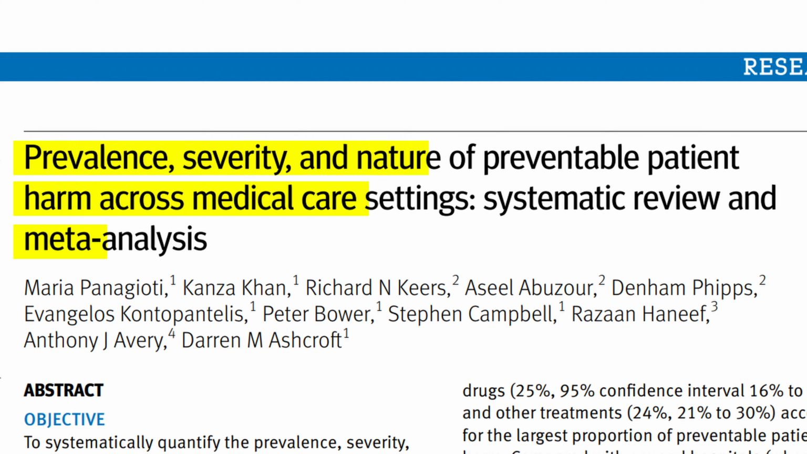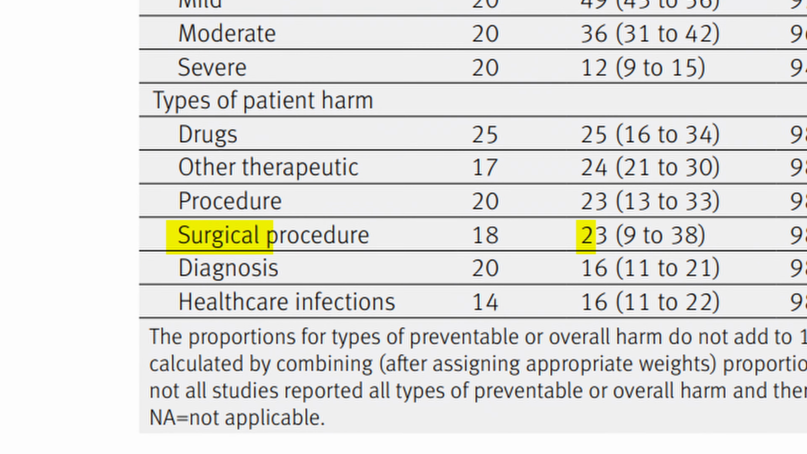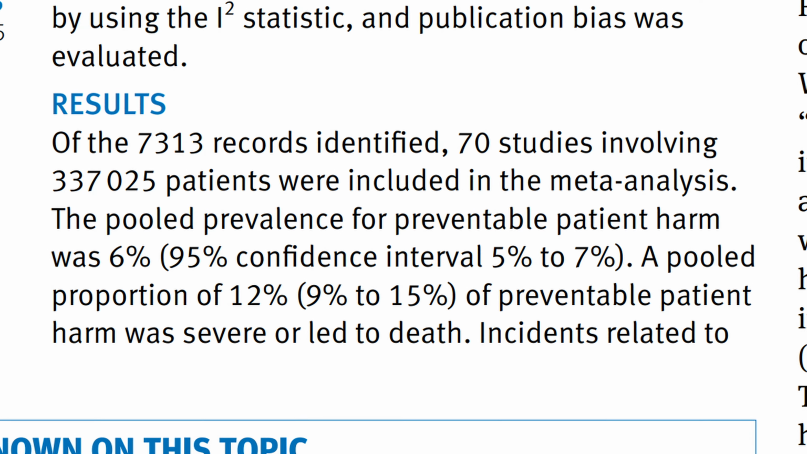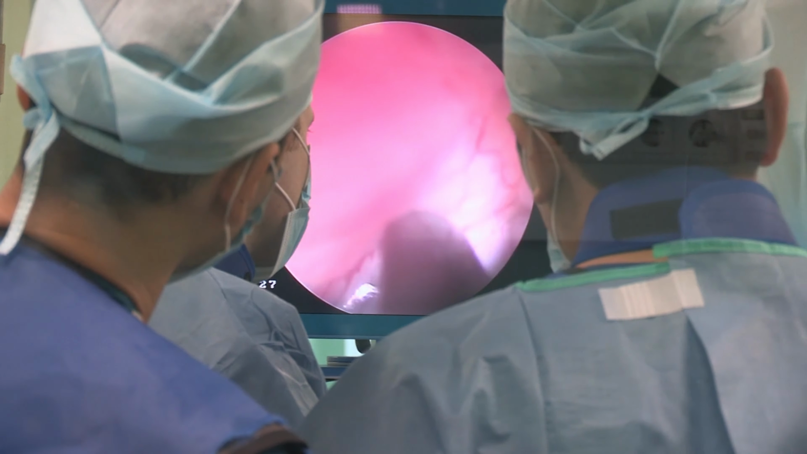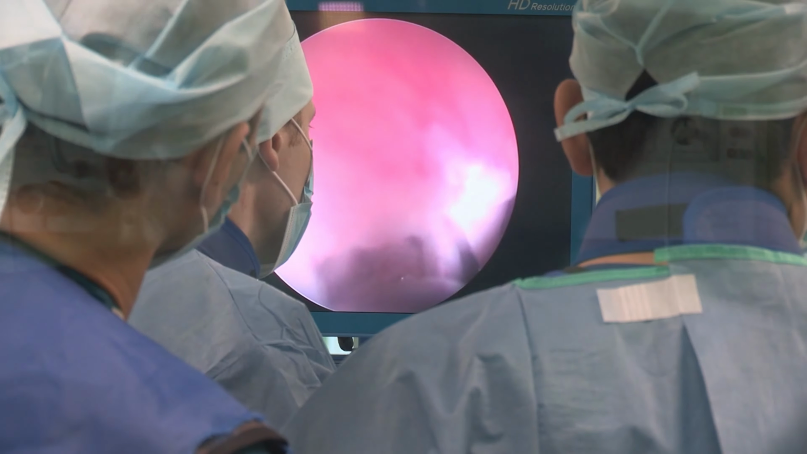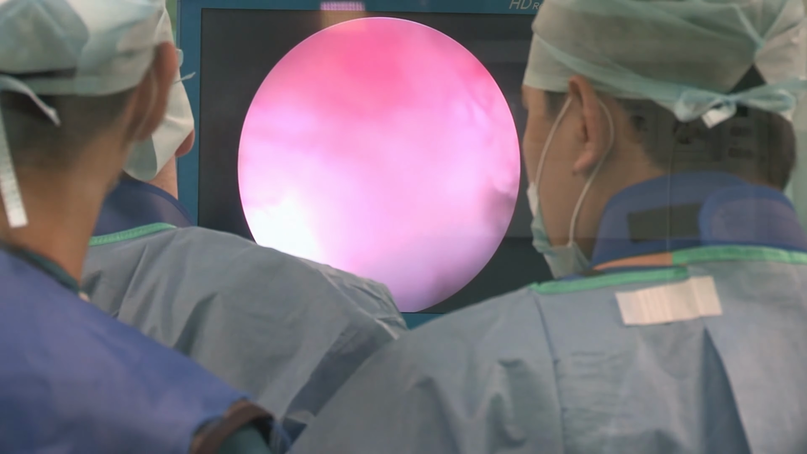According to a study by the University of Manchester, preventable surgical errors occur in 23% of patients, with 12% of these being severe or leading to death. Today, with the development of AI algorithms and high-quality imaging, surgeons can now plan operations in a virtual environment.